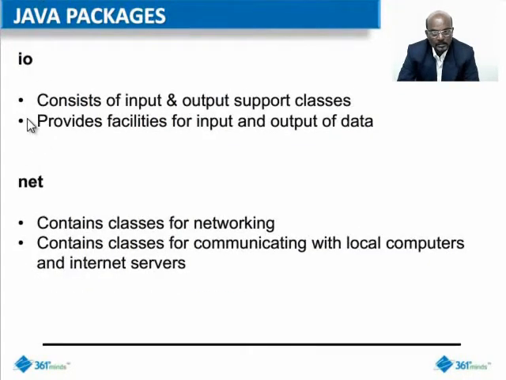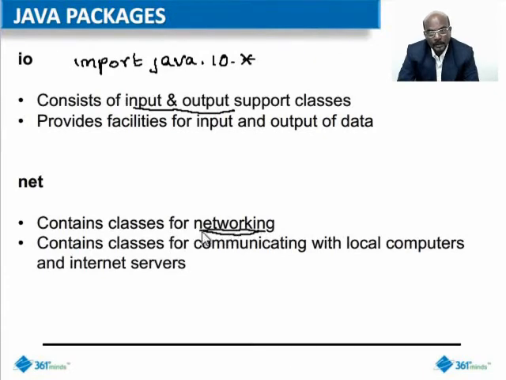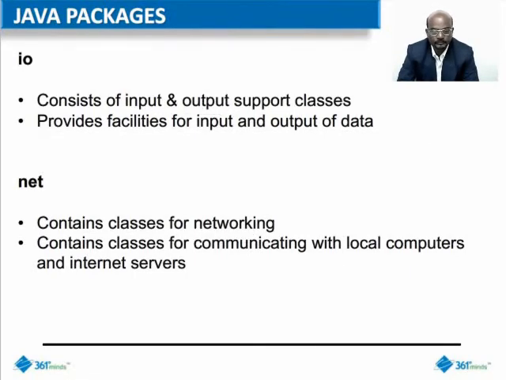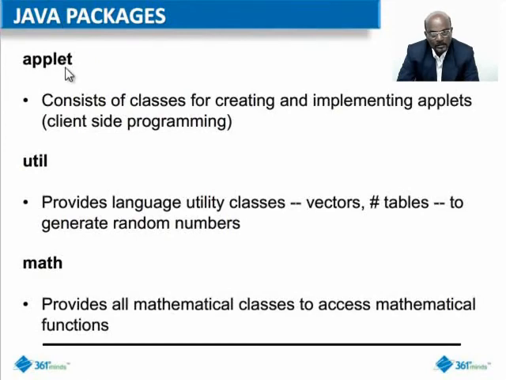The IO package is for input and output. It supports a lot of classes and methods for getting an input from the user and giving the output to the user. The net package is used for networking. For example, when you want to connect two computers, or pass files from one computer to another computer, then you can use this net package. The applet package is used for client-side programming in the internet.